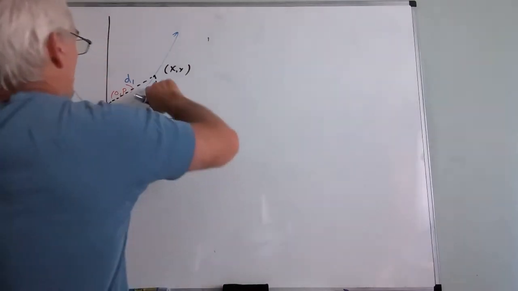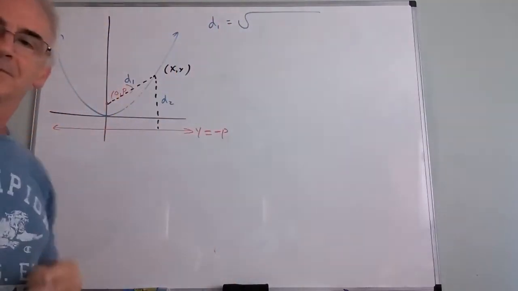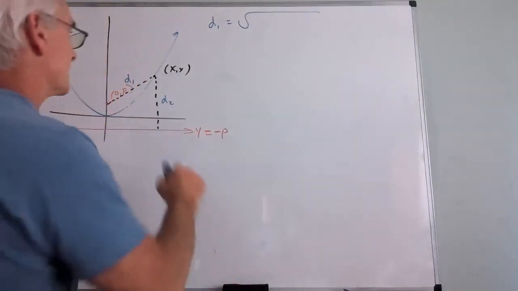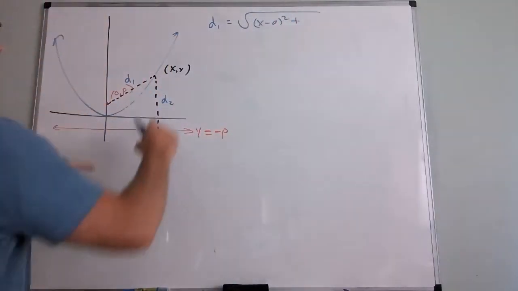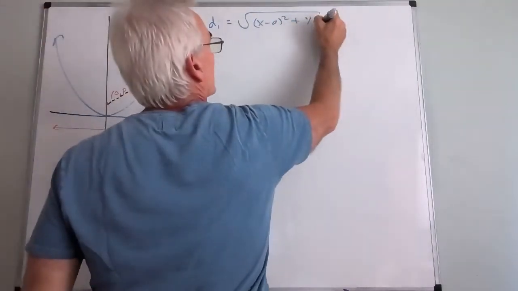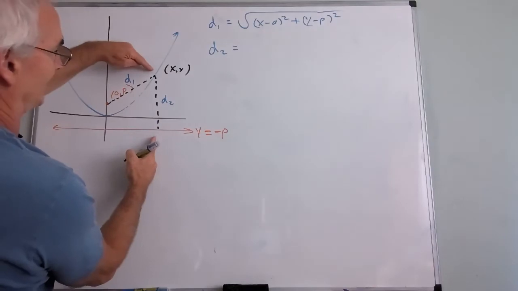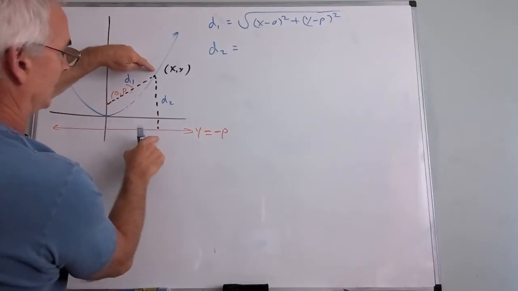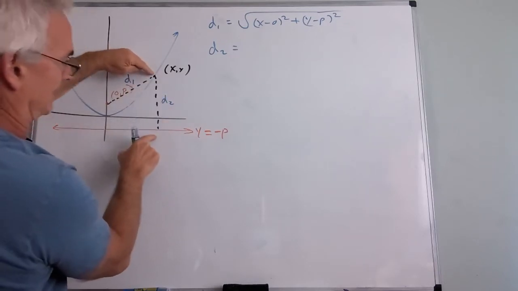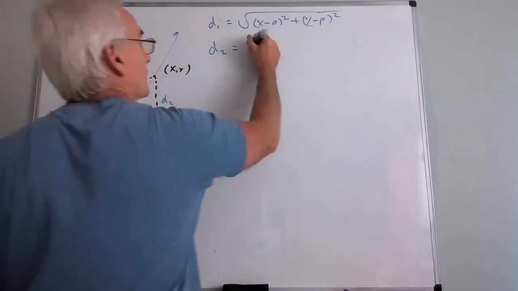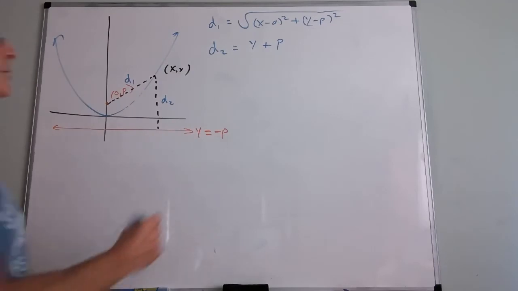Well, according to the distance formula, isn't d1, remember how the distance formula works? Change of x squared plus change of y squared. So I'd say x minus 0 squared plus y minus p squared. What's d2? Well, that's easier because this is vertical. I'm going from x comma y to this line. It's only the y distance. If that much is y, then how much is that? Y plus p. Beautiful. So therefore, d1 has to equal d2.